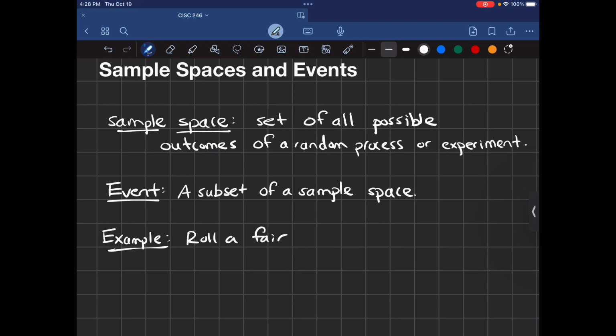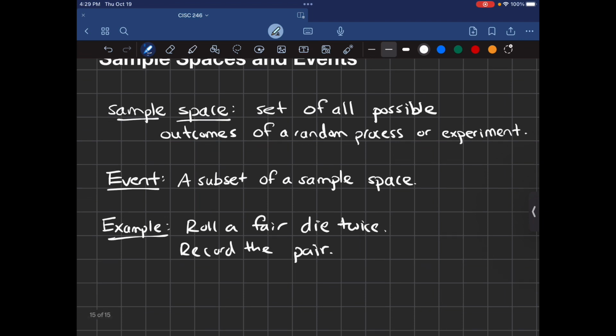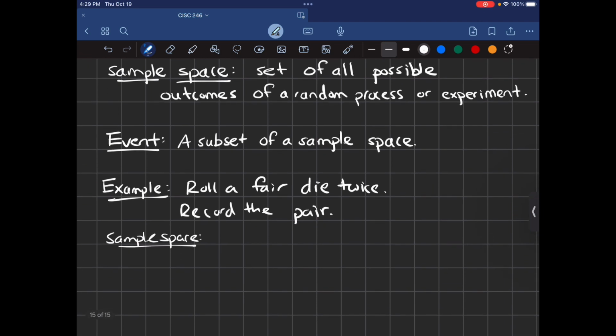We're going to roll a fair die twice, and you're going to record the pair. So this is a random process because we don't know ahead of time what the die is going to do. I mean, you could have some special instruments that would help you predict it, but in general, to the naked eye, we don't know what that die is going to do until it lands. And we're going to record the pair. And so what's the sample space? It's just all the possible outcomes, and an outcome is just something that could happen when we do this.